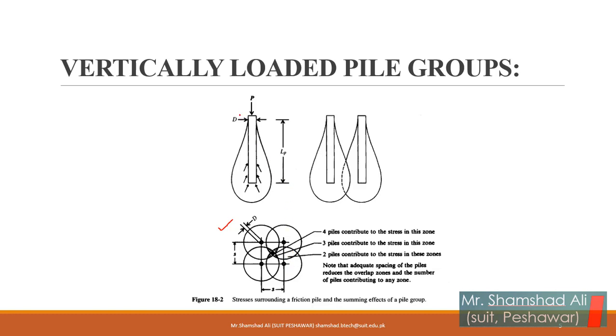So basically, a pressure bulb has been created beneath each pile. In a group, they can overlap with each other, and here they can overlap each other like here. Stress surrounding a friction pile and the summing effects of a pile group. This is basically the effect of the piles in a group if they are loaded vertically.